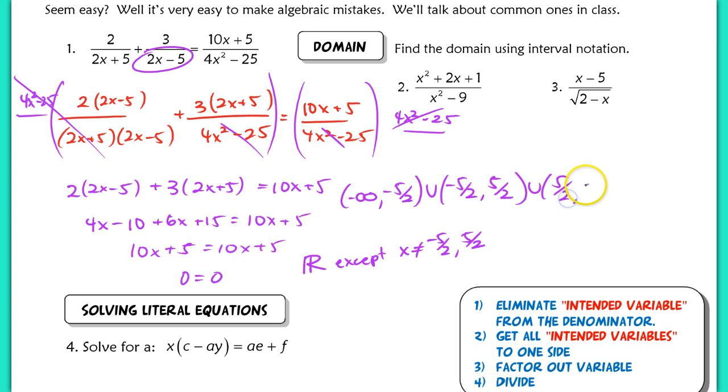So 5/2 to infinity. Let's talk about why that is. If we want to do every single number on a number line except the numbers -5/2 and 5/2, we have to represent that with this entire interval, the interval between here and this unbounded interval to positive infinity. So this is how we would write that solution in interval notation. Okay, so I'll clean this up and then we'll start working on 2 and 3.